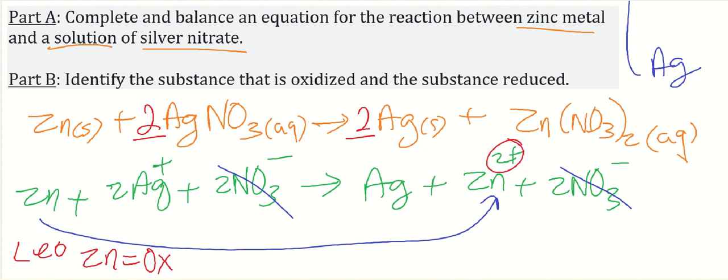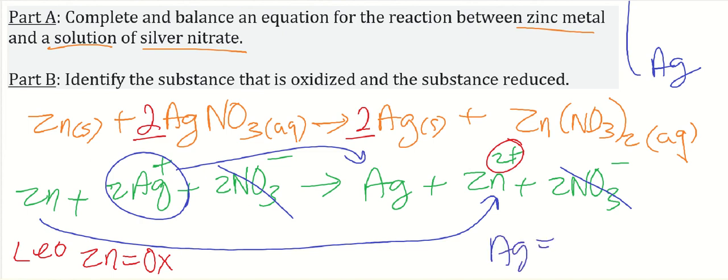What happened to silver? Well, silver was positive. Now it's neutral. It must have gained electrons. So silver is reduced. Okay, we've got to move on.